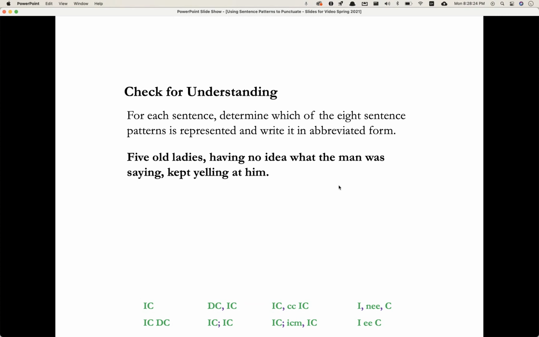Ten seconds. This one is INEEC. All right, so you could take this piece that's set apart with commas out. Five old ladies kept yelling at him. That's extra information in the sentence. So INEEC.